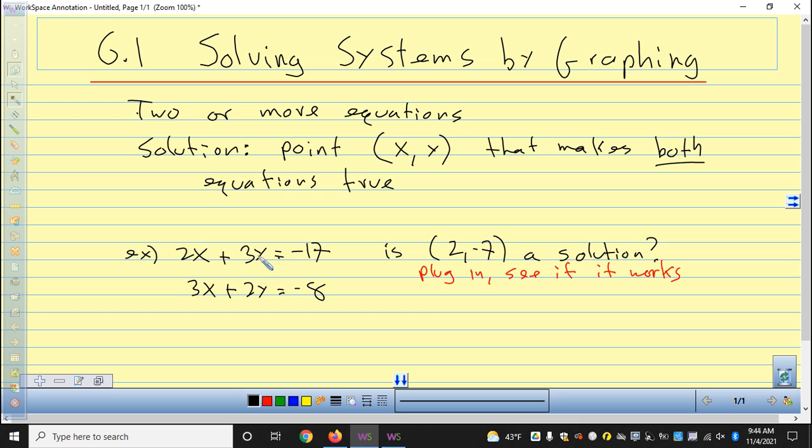So let's plug into this first one. I'll say this is equation 1. 2 times 2, this is x and y, 2 times 2 plus 3 times negative 7. There's my x and there's my y. Well, 2 times 2 is 4. 3 times negative 7 is minus 21. And 4 minus 21 is negative 17.